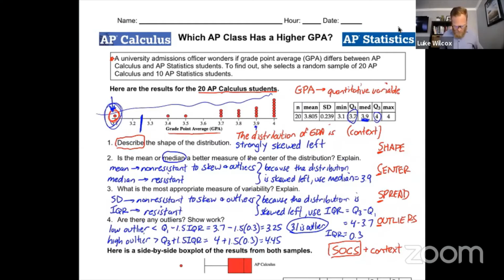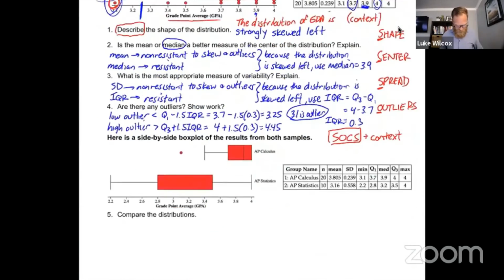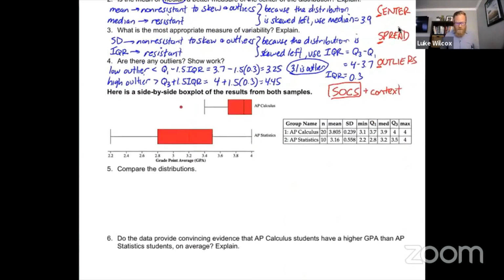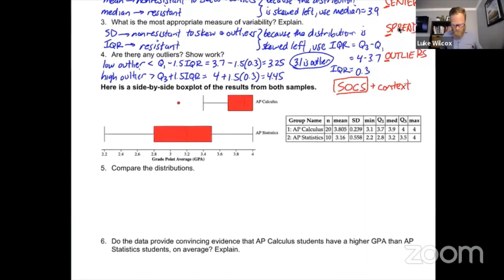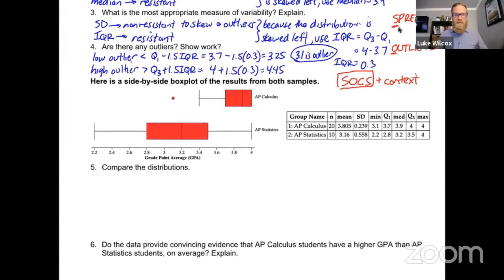All right, we're ready to move to the next part now, which says, here is a side-by-side box plot of the results from both samples. Okay, now not only do we have the results for the AP Calculus students, but now we also have the results for the AP Statistics students. And we are now given a box plot instead of a dot plot, along with all of the summary statistics as well. And it sure looks to me like these summary statistics are the same as what we see at the top of the page. But now we have the same values for the AP Statistics students.